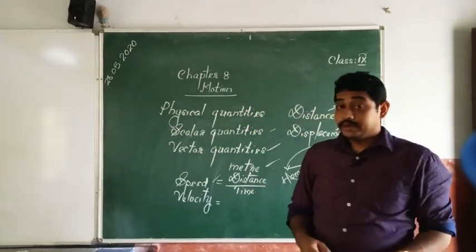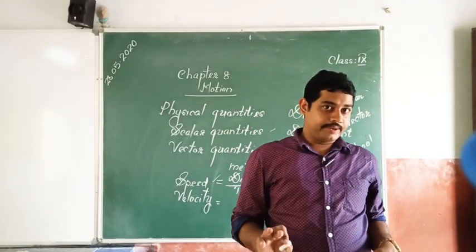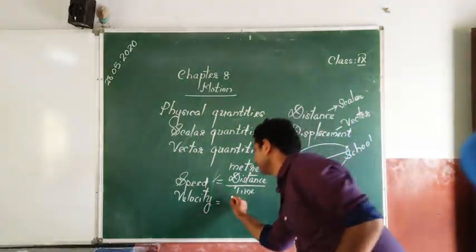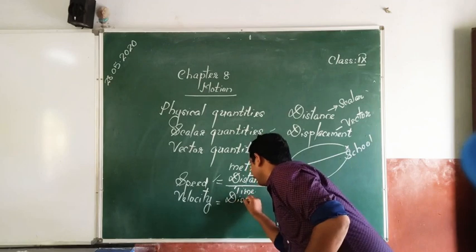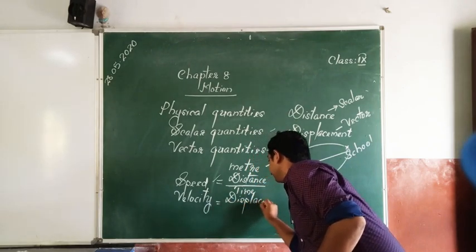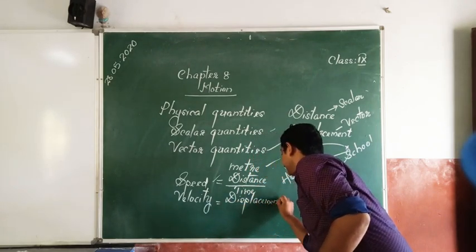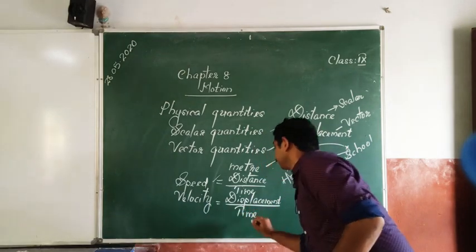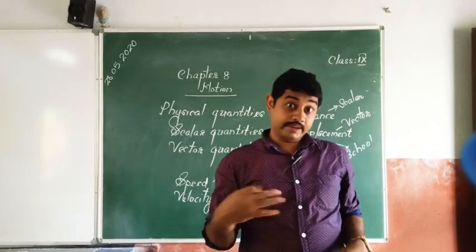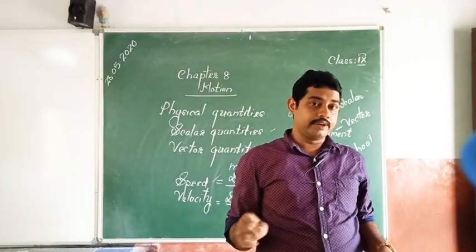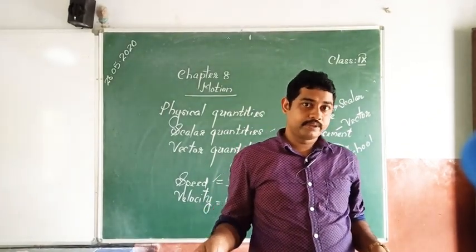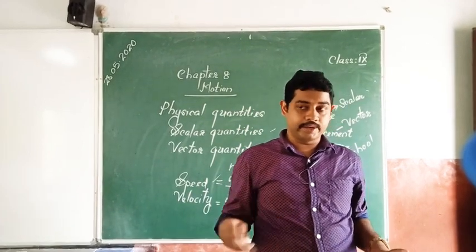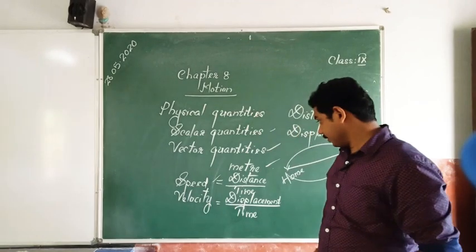Speed and velocity literal meanings are the same, but velocity means displacement produced in unit time, displacement divided by time taken. Speed in a given direction is called velocity. Literal meanings are the same, but speed in a given direction is called velocity.